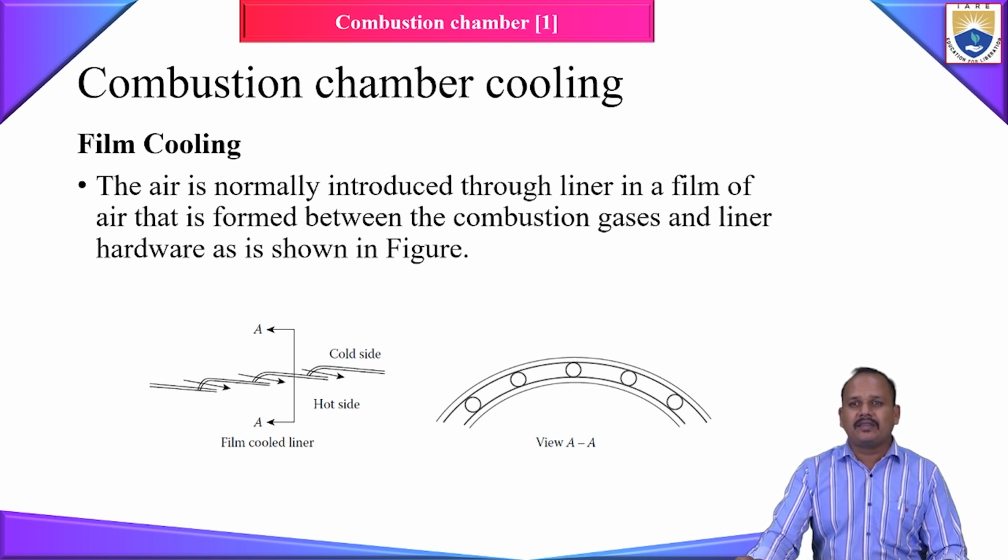In the previous cases, what we have is a hot gas, the liner, and the cold gas. When the cold gas is passing through, it is taking away the heat of your material, that is the liner. Whereas in film cooling, we will have holes along the liner. When the air enters through these holes, it forms a thin layer between your combustion gas, that is the hot gas, and your liner.